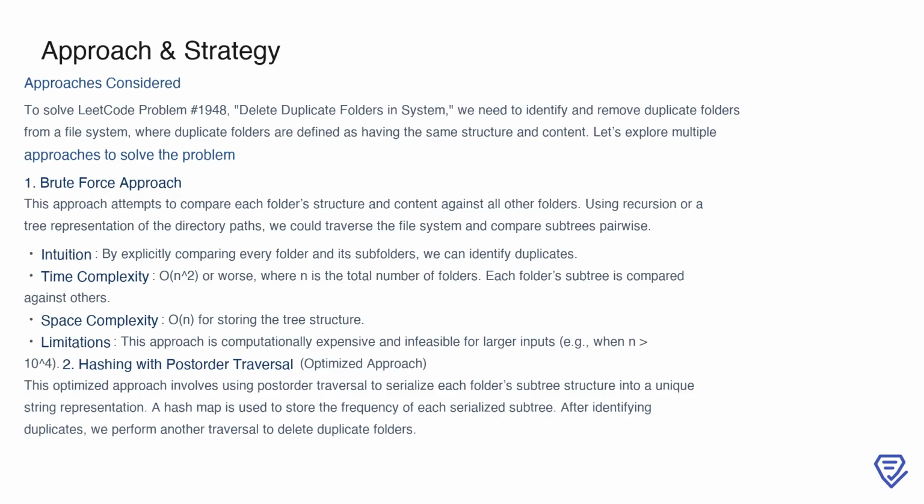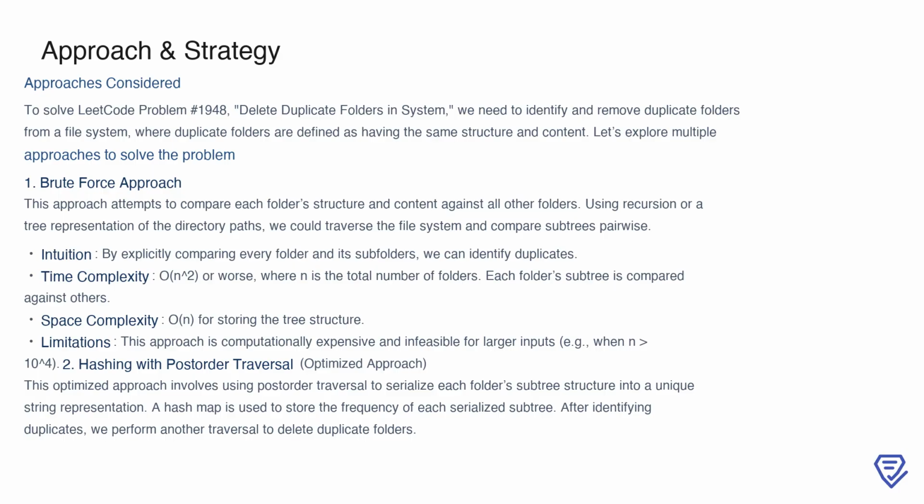Here, we would compare each folder's structure and content against every other folder. By using recursion or constructing a tree to represent the directory paths, we would traverse the file system and perform pairwise comparisons of subtrees. While this method is intuitive since it directly examines the problem, its time complexity is quadratic or worse, making it unsuitable for larger datasets.